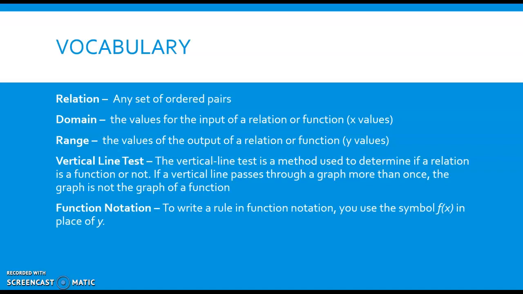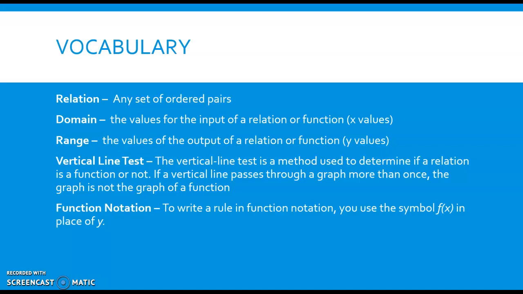So key vocabulary, right? A relation is any set of ordered pairs. So anything I can create into an ordered pair, that's a relation. So we could take a graph and create a set of ordered pairs, that becomes a relation. But if it's just a set of ordered pairs, I don't know if it's a function or not, we call that a relation.